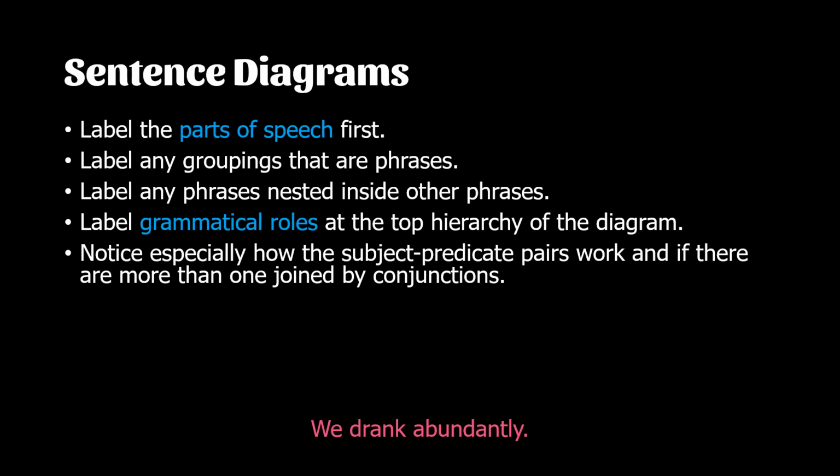When we label sentences and make diagrams, we need to start at the smallest, most granular spot. So if you think of the microscope zooming in to the smallest level, that's where we're going to start. So we label the parts of speech first. So we're going to begin with we is a pronoun, drank is a verb, and abundantly is an adverb.